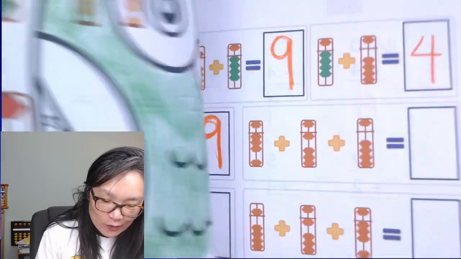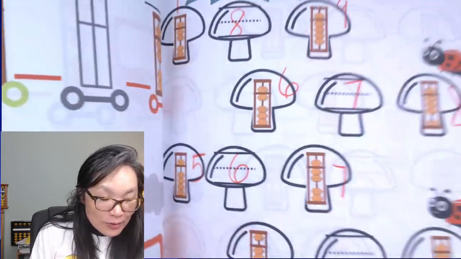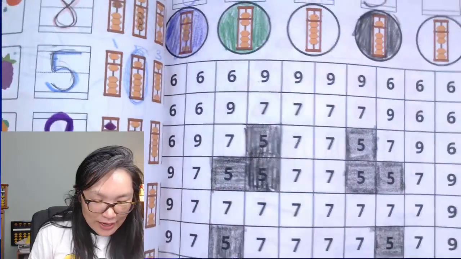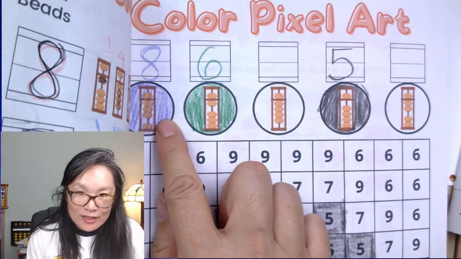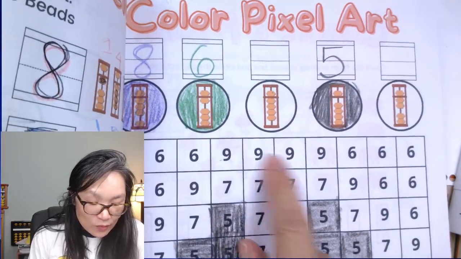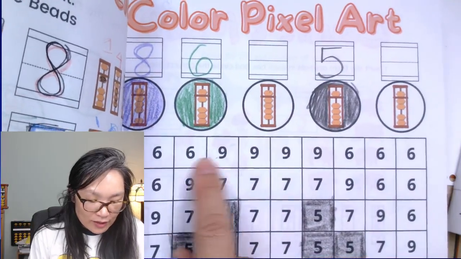So I have it here where there's a color by number. And then remember we did the bead recognition? I was going to do this one for the bead recognition. This one where we did a pixel art. They have to know what the numbers are, and then they would have to figure out what the number is. The reason why I did it this way was because you see the number and then they would have to realize what the number is.